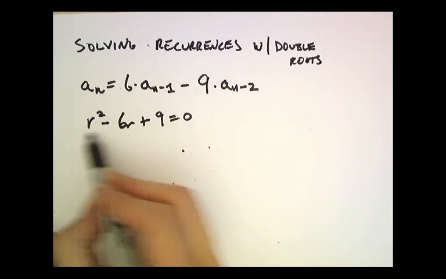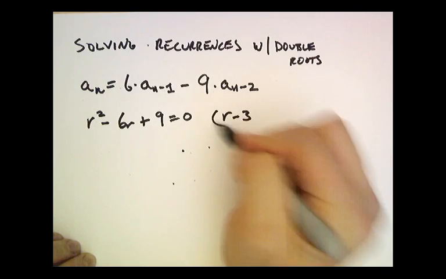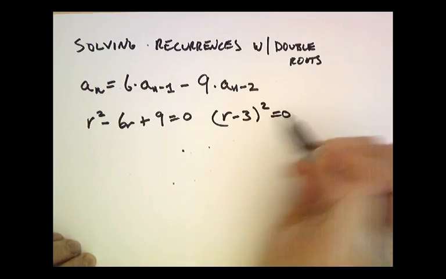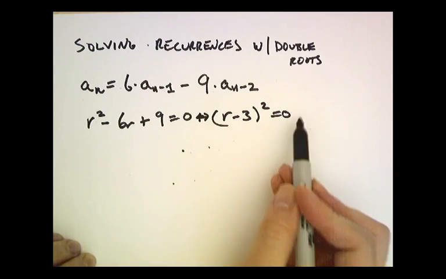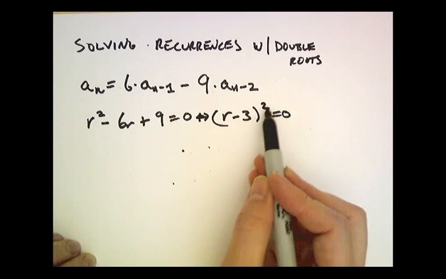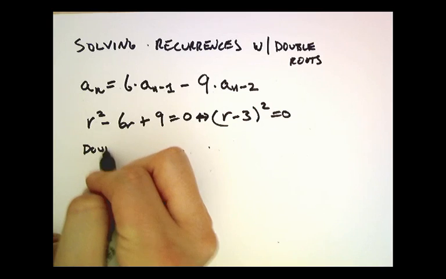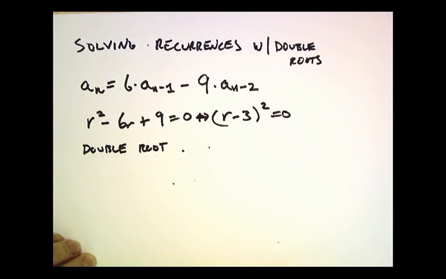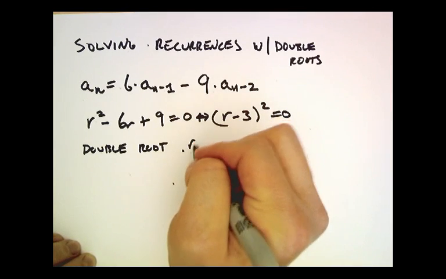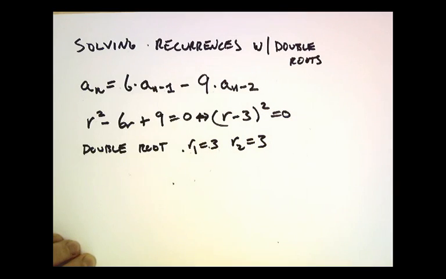Now, here's our characteristic polynomial. Notice that it factors. It becomes r minus 3 squared equals 0. And whenever you have a polynomial of the form r minus something squared equals 0, it means that you have a double root. So if you were to use the quadratic formula, you'd see that r1 equals 3 and r2 also equals 3.